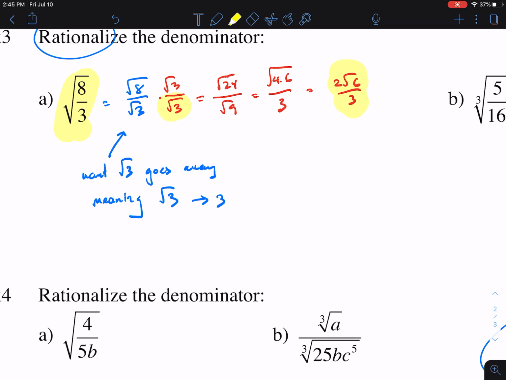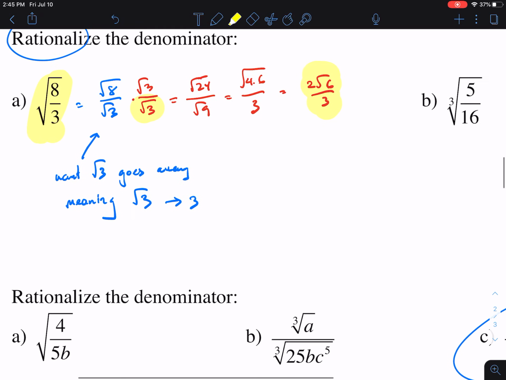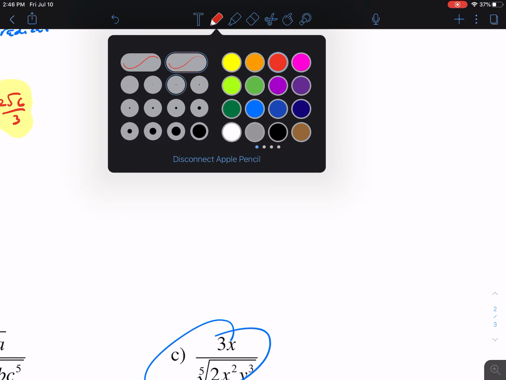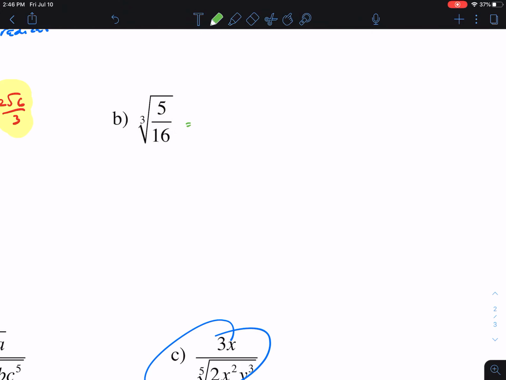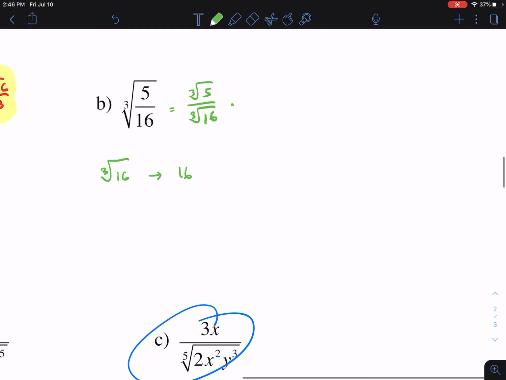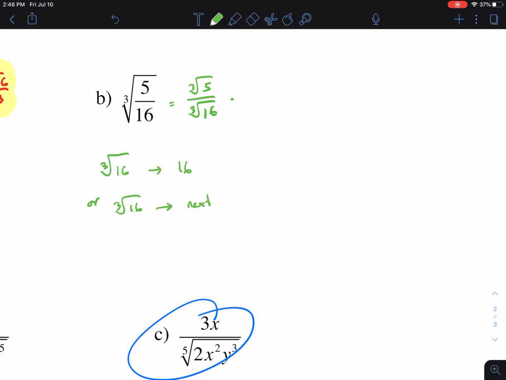All right, so the reason why we times it by another square root of 3 is because we have a square root. If it was a cube root, we may need to include more than one factor, like this one here. This is cube root of 5 over cube root of 16. Okay, so first we say, all right, we can split the radical. In this case here, we got cube root 16. We want to make the cube root go away, so we want to turn the cube root 16 into 16, or well, we can say, is there the next perfect cube number?